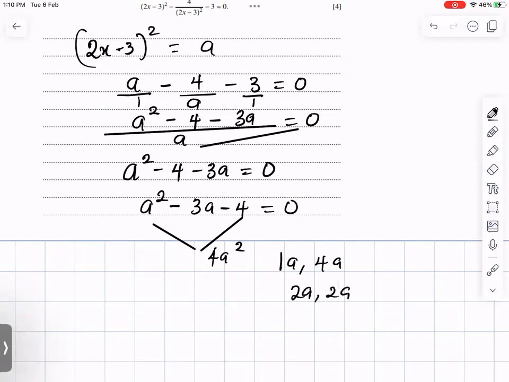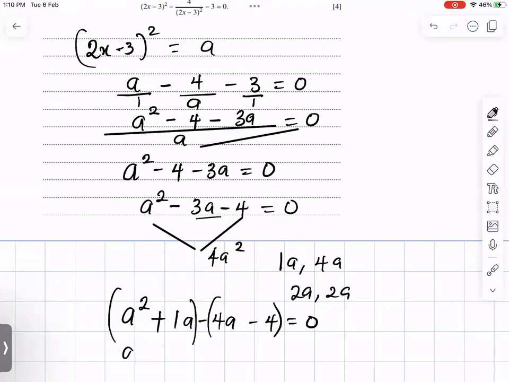So the two numbers that will give me this -3 are these two numbers here. Okay, so we have this. I'll substitute it into the value here, which gives me A squared + 1A - 4A - 4 equals 0. Group them. That gives us A(A + 1) - 4(A + 1) equals 0.